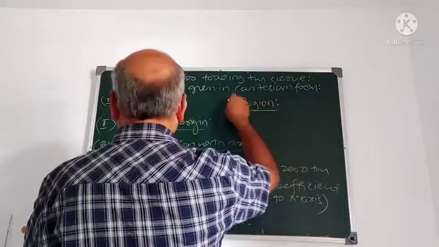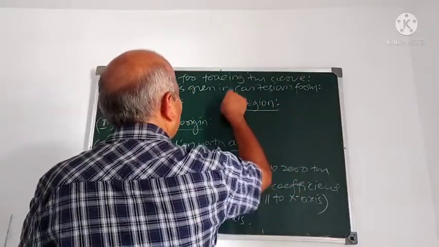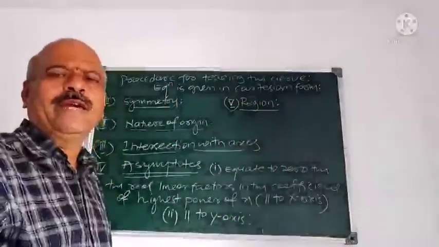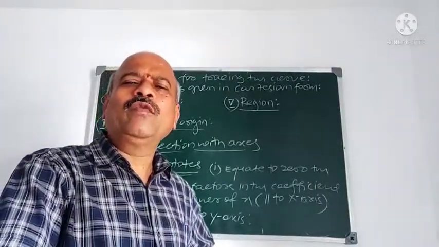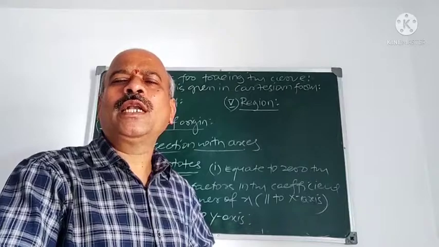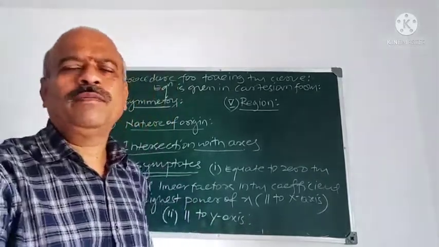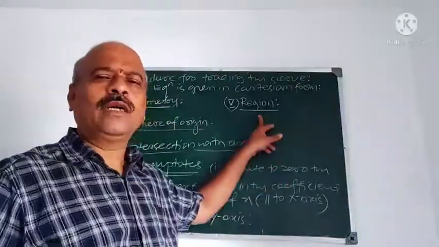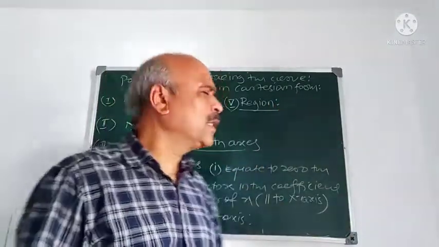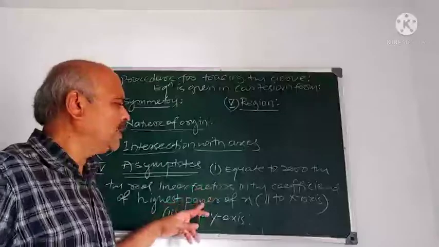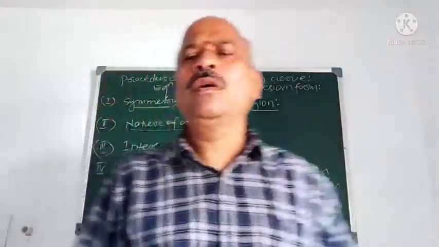I explain how to find out the region. Region means you have to find out the values of x and y. You have to find out the region where the curve doesn't lie. That is also very important. The region where the curve doesn't lie, that you have to find out. So while tracing curves, the important steps you have to follow are like this.